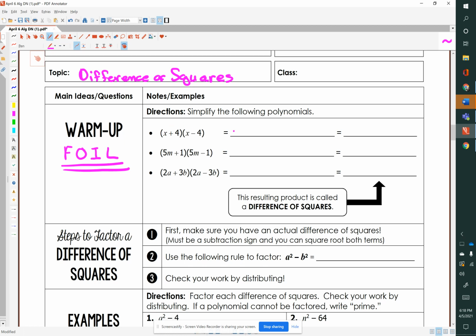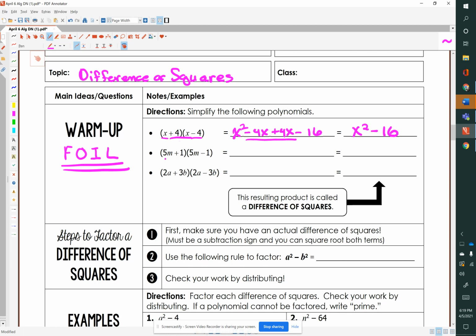So x times x is x squared. We'll do the outer first. We want to keep with the FOIL strategy. Outer, x times negative 4 is negative 4x, then the inner, positive 4x, and then last, negative 4 times positive 4 is negative 16. We combine the center terms, we have positive 4x and negative 4x, and what we're left with is x squared minus 16.